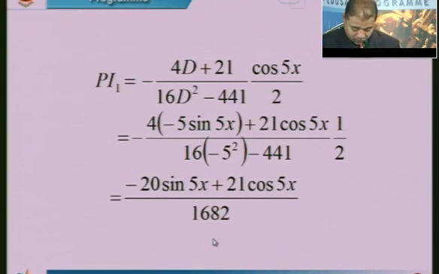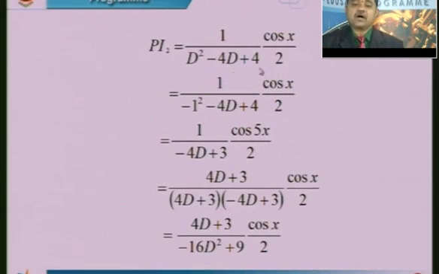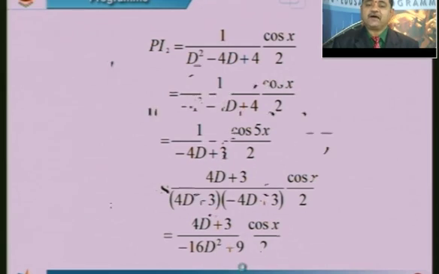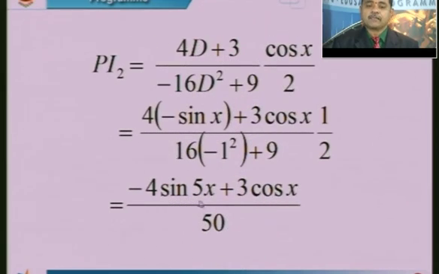In the same way Pi2, which is again cos x. So we have written minus; see here it is minus 4D plus 3, change the sign for this, it will become 4D plus 3. a plus b into a minus b is a squared minus b squared. Always the denominator will be in a squared minus b squared form only. So again minus 1 square, this will become 25 into 2, 50, Pi2.